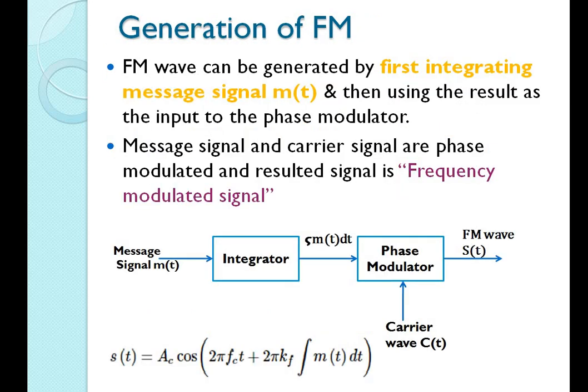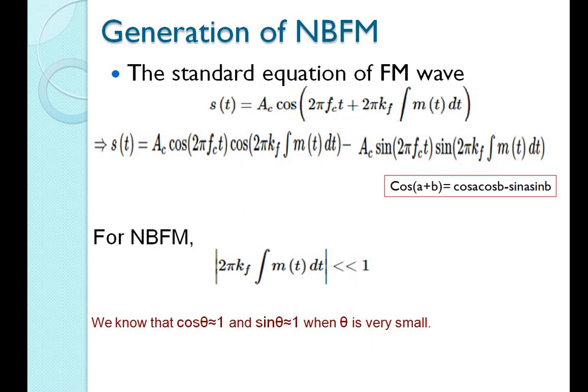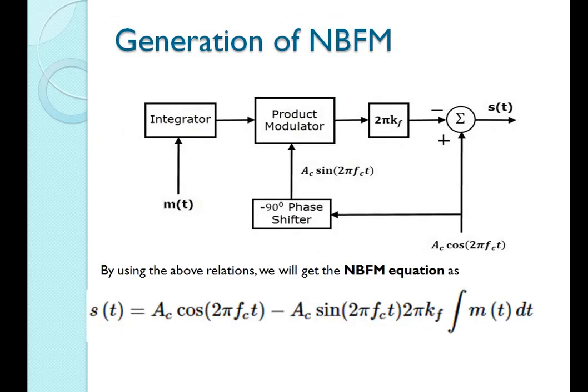Let's quickly revise once again. Generation of frequency modulation can be done by only 2 blocks. We have to integrate the message signal, and that integrated message signal should be given to a phase modulator, where you get a minus 90 degrees phase shift, and you will get an FM signal. Your FM signals are of 2 types: narrowband frequency modulation and wideband frequency modulation. For getting narrowband frequency modulation, you just have to simplify the equation, and this is the block diagram.